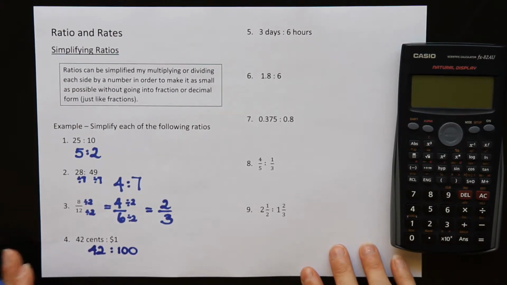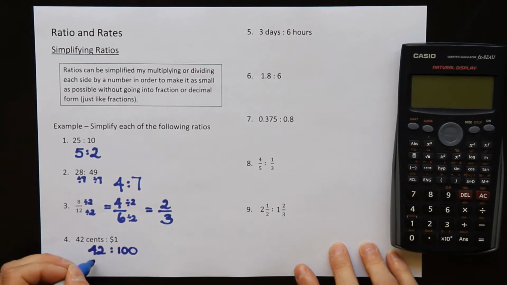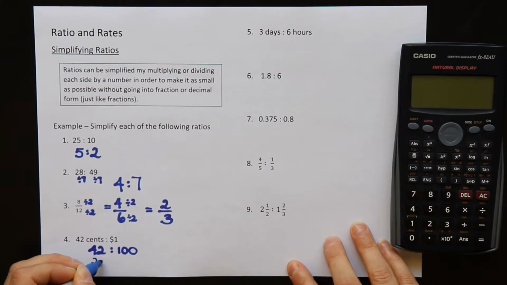Now that they're in the same units, can I simplify? Well, I could definitely divide by 2. If I divide by 2, I'll get a 21 on this side, and on this side I will get 50.